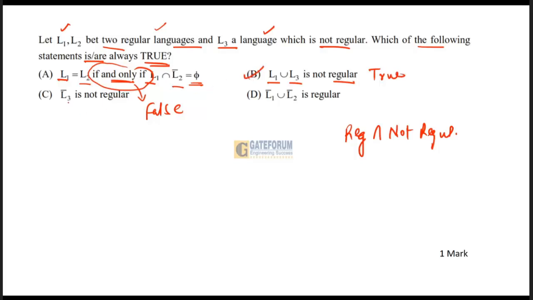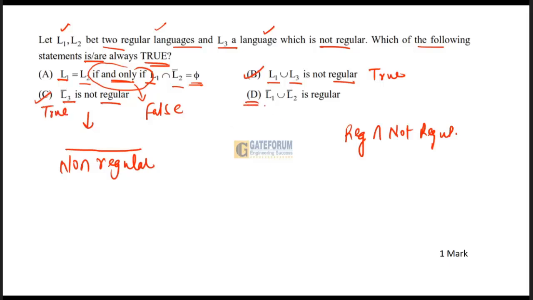And option C, L3 bar is not regular. So if you see, we have a non-regular language, and the complement of a non-regular language is also not regular, right? Thus option C is also true.